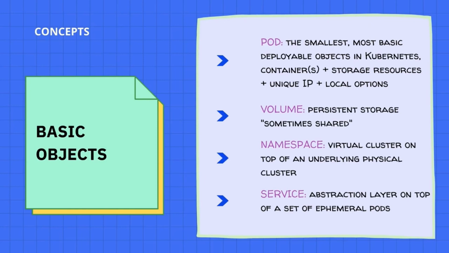Finally, service. Service is an abstraction layer on top of a set of ephemeral pods. So the idea here is, let's say if a pod goes down and a new pod turns up, it could have a different IP address, and some other application, when it tries to reach the previous IP address, it won't work. So we can have a service that is always running, and whatever the pods' IPs are, we just use them via the service that is exposed by Kubernetes.